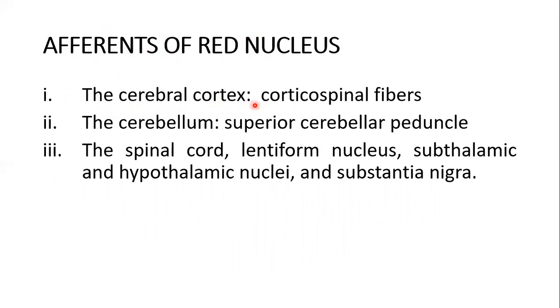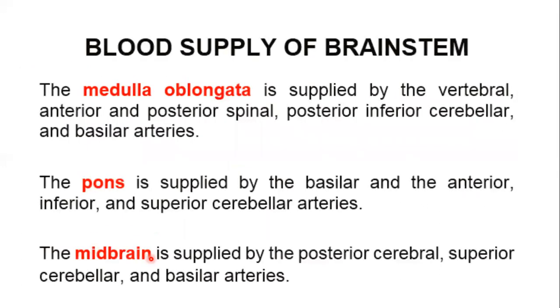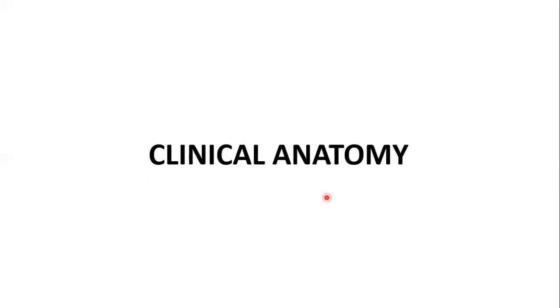They are the cerebral cortex, the corticospinal, the cerebellum, the superior cerebellar peduncle, the spinal cord, lentiform nucleus, subthalamic and hypothalamic nuclei, and the substantia nigra. And the efferents of the red nucleus, these are the fibers which are going away from this red nucleus, are the spinal cord, rubrospinal tract, and the reticular formation, rubroreticular tract, and the substantia nigra and the thalamus. And the blood supply is very simple: posterior cerebral, superior cerebellar, and basilar arteries.